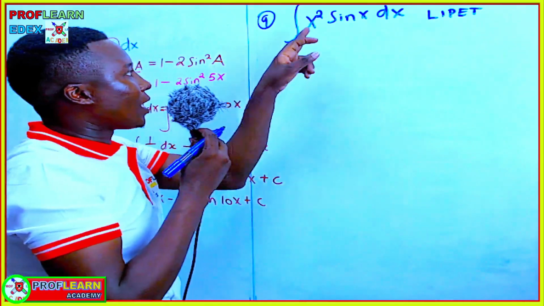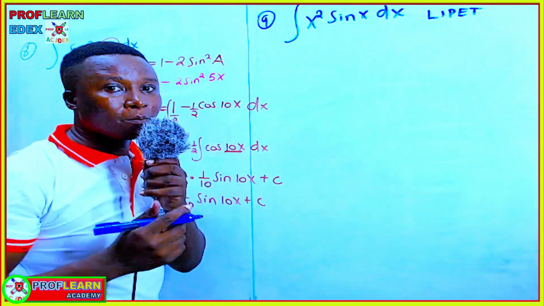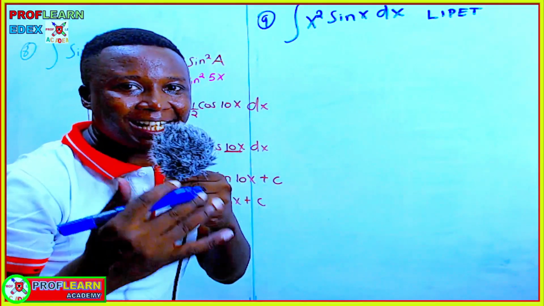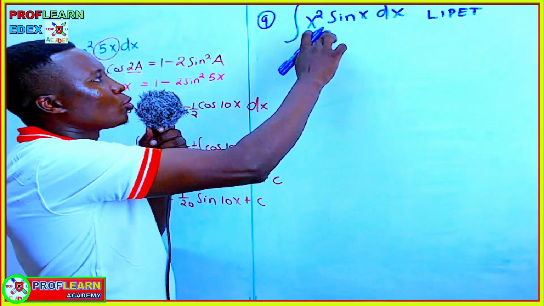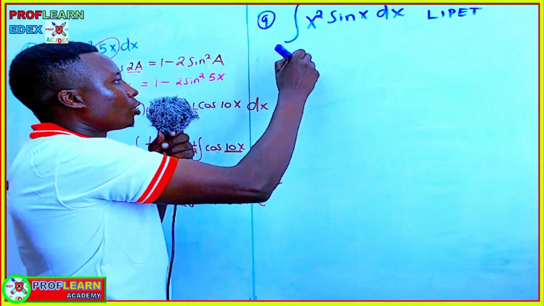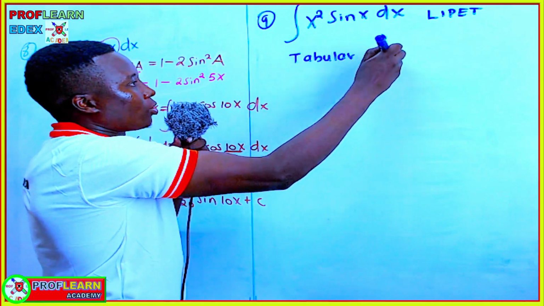you can assign this u and this to be dv, then perform integration by parts. But now I need to show you how you can do it in less than 1 minute, because you are going to perform integration by parts twice in this question. Now I need to show you how to use the tabular method.